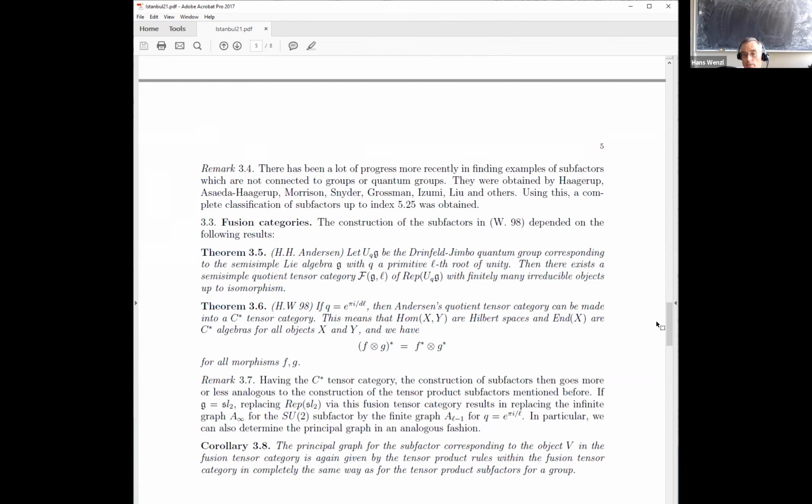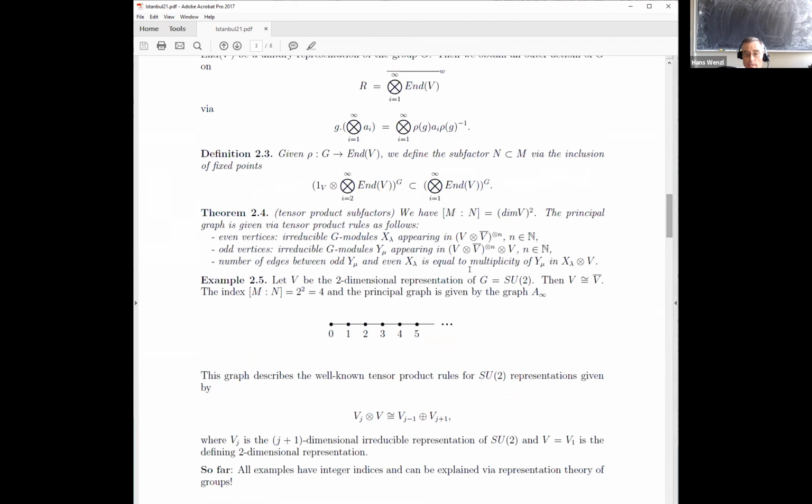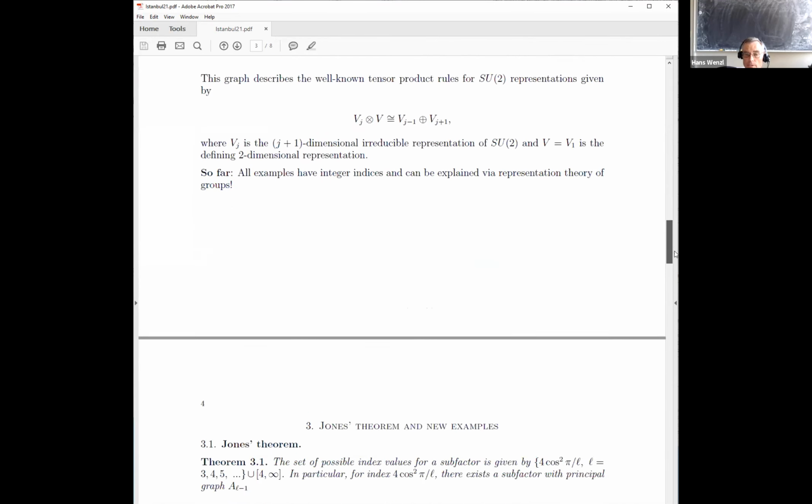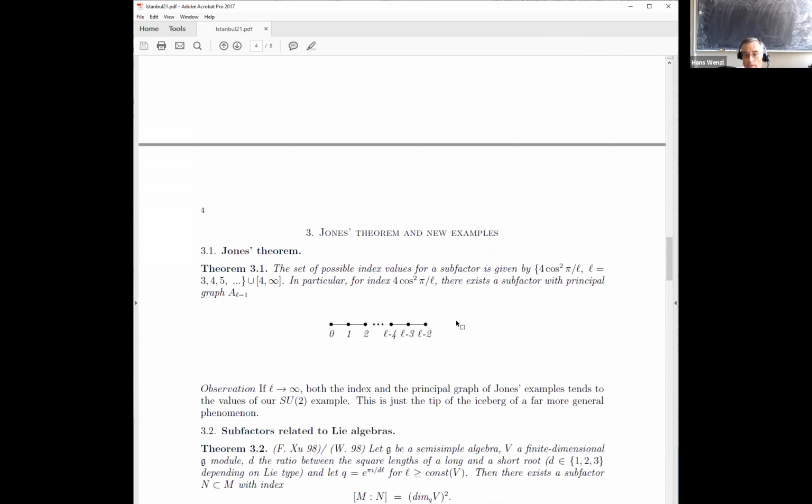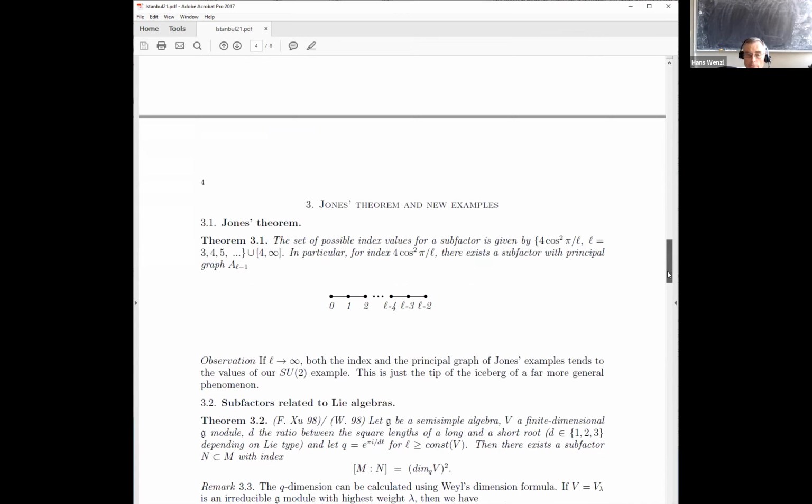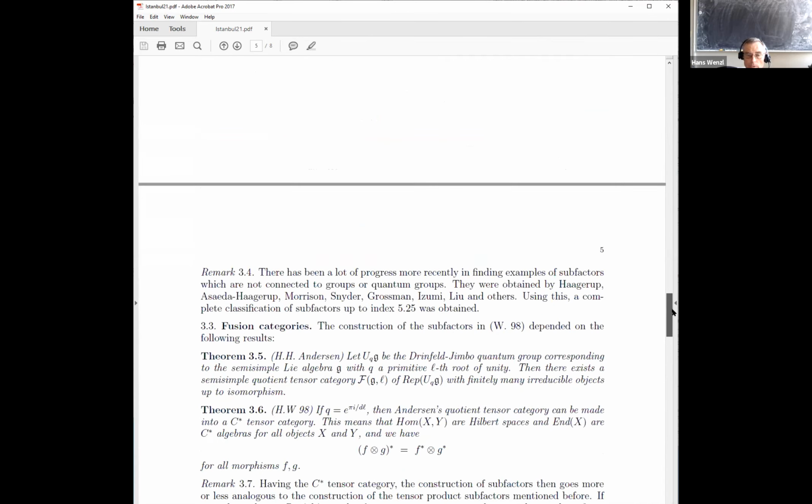So you could view this as sort of formally as you get from this representation category here with infinitely many points for SU2. And you kind of can cut it at a point depending on the root of unity, and then you get back a finite graph. This is for SU2, and it's more complicated for other Lie groups.